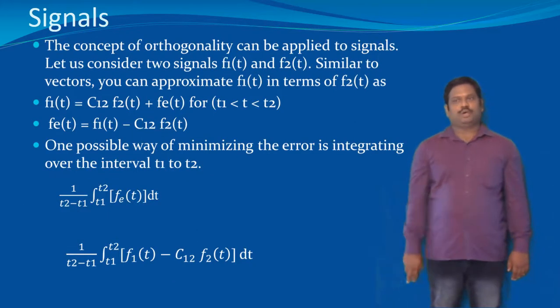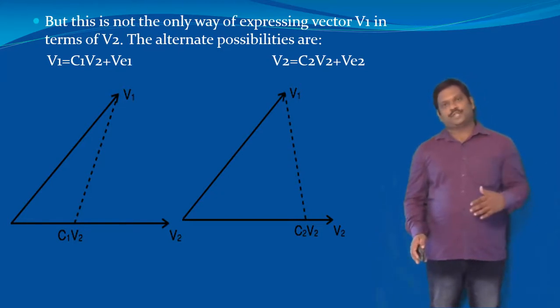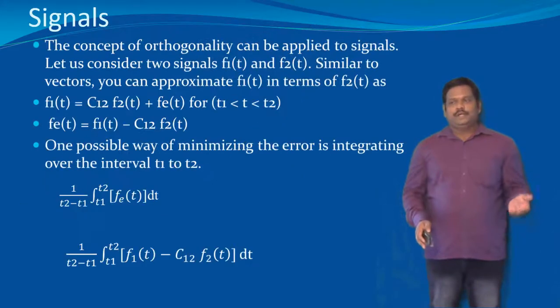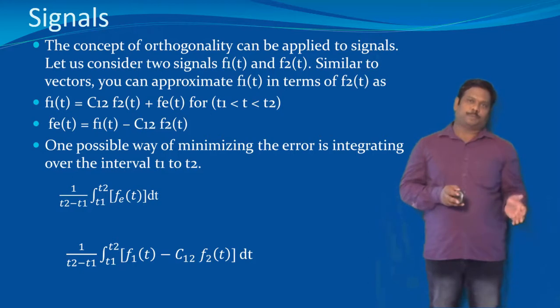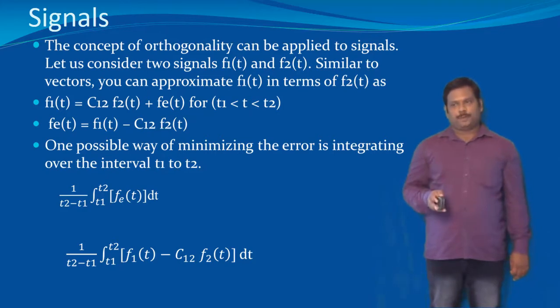Similarly, the concept of orthogonality will also be extended. The concept of vectors will also be extended to signals by the process of approximation. That is, we use two functions f1 of t and f2 of t. We approximate f1 of t in terms of f2 of t as f1 of t is equal to c12 times f2 of t plus fe of t.